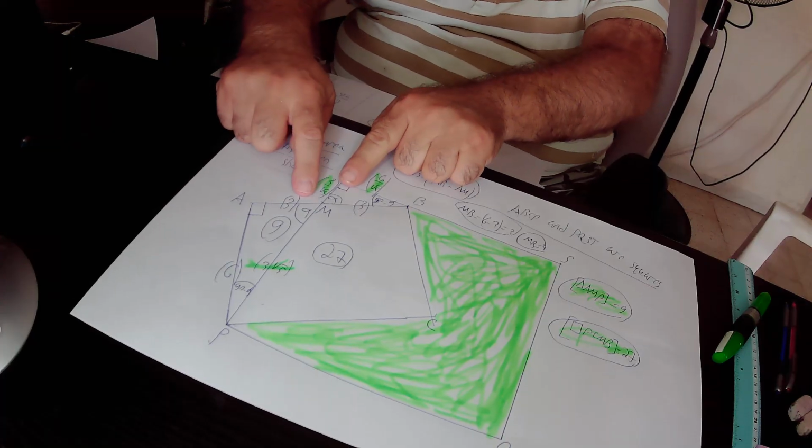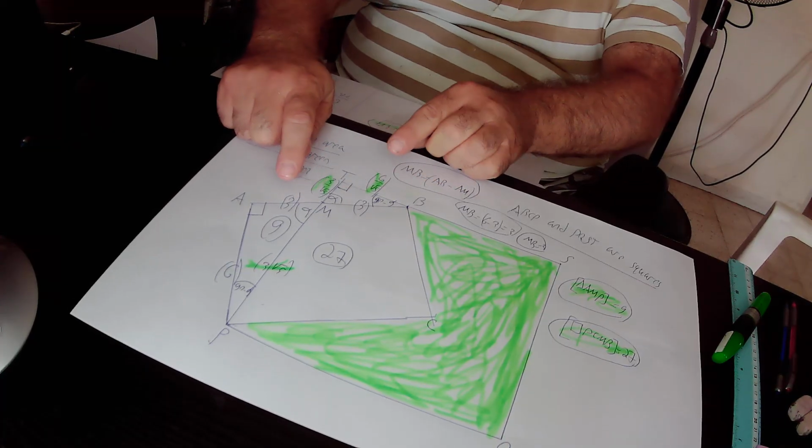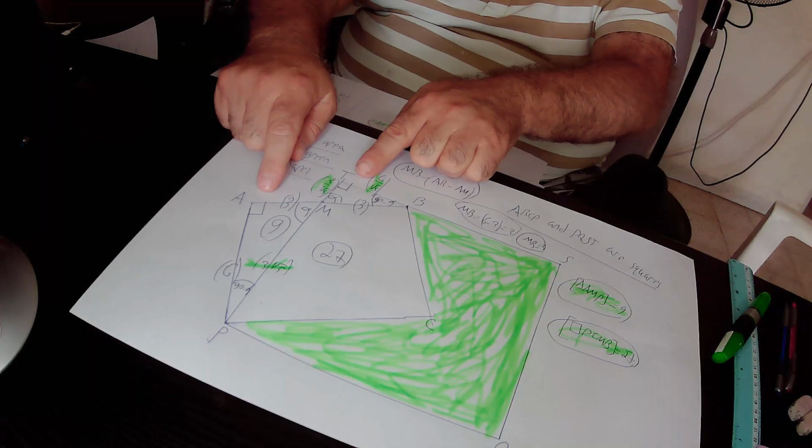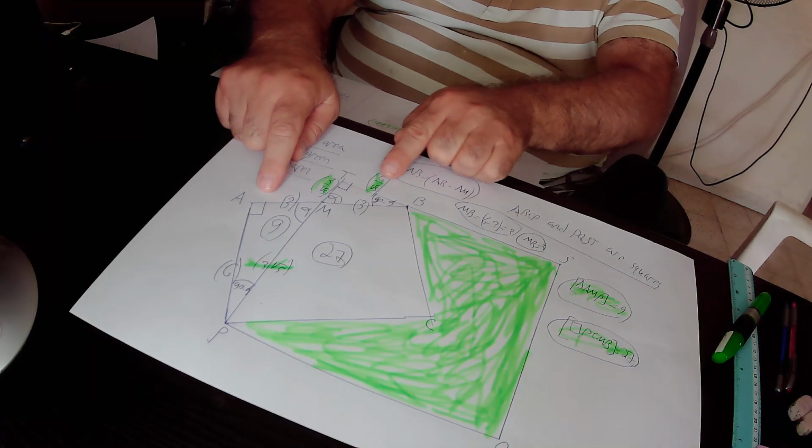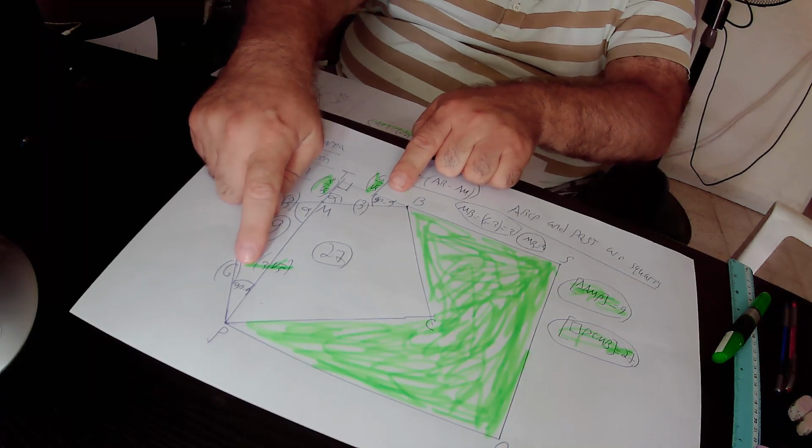First of all, those two angles are both equal to alpha, and therefore they are equal to each other. In addition, those two angles are both equal to 90 degrees, and therefore they are equal to each other. And finally, those two angles are both equal to 90 degrees minus alpha, and therefore they are equal to each other.